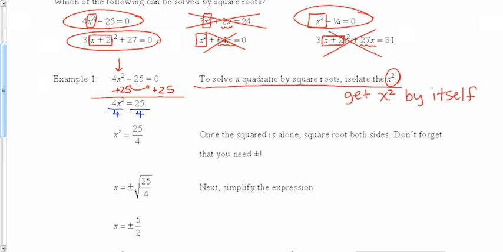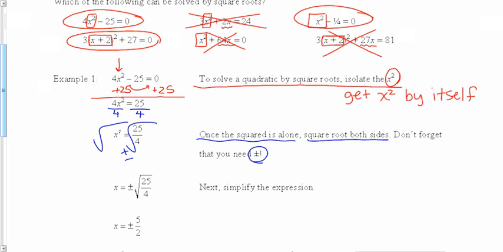So once the x squared is alone, now I'm going to square root both sides. Don't forget that when you take the square root of both sides, you always need a plus or minus. So I'm going to square root here, and I'm going to square root here, and I also need a plus or minus. Why do I need a plus or minus?